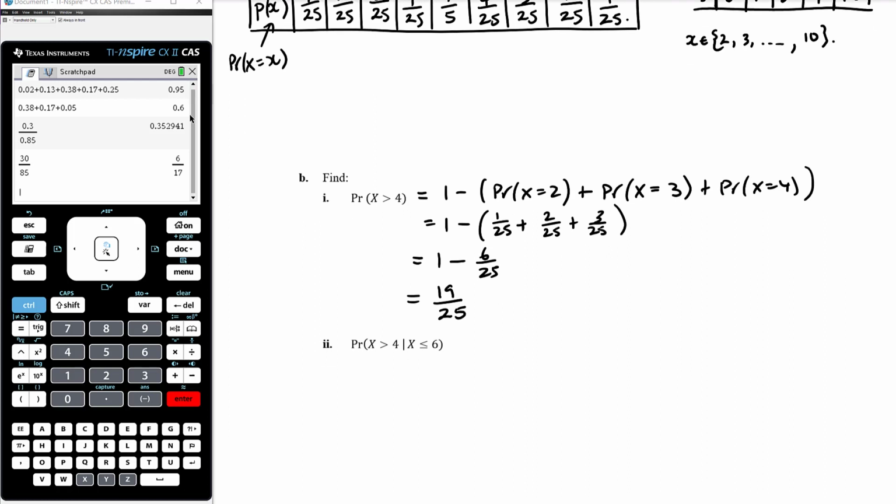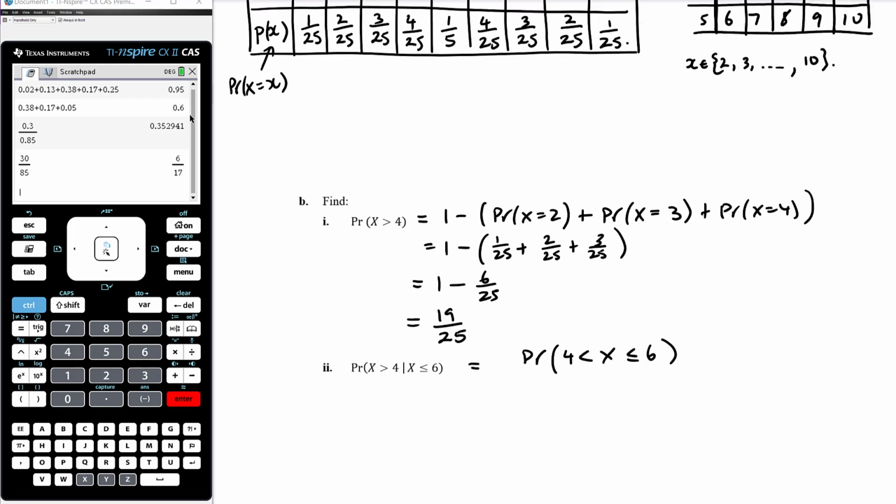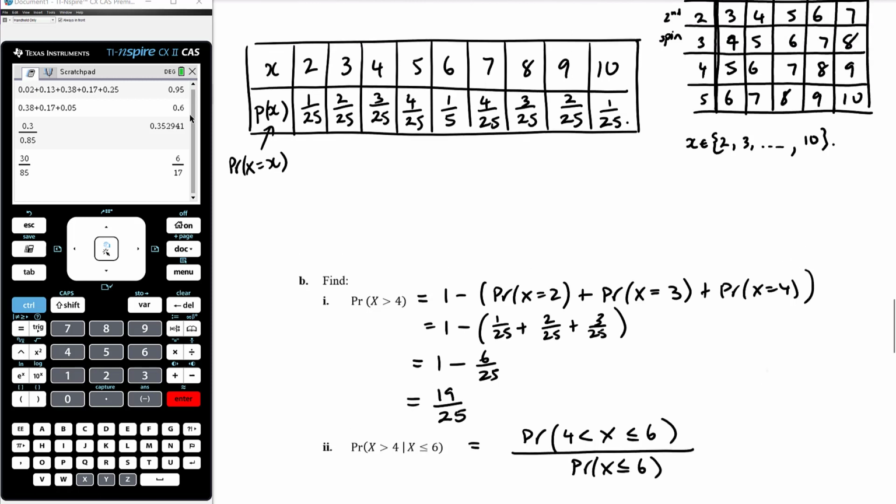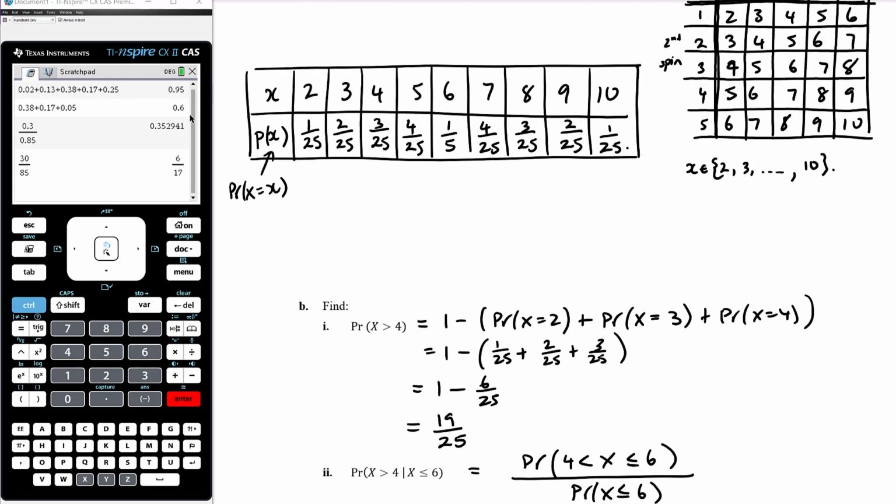Probability that x is bigger than 4, given that x is less than or equal to 6. So the intersection of those two things is going to be x is bigger than 4 and less than or equal to 6, so it's between 4 and 6, not inclusive of 4, but inclusive of 6, over x is less than or equal to 6. Between 4 and 6, but not including 4, is actually just 5 and 6. Although we should always give answers in simplest form, it's easier for me to think about that as being 5/25 in terms of adding up the probabilities.